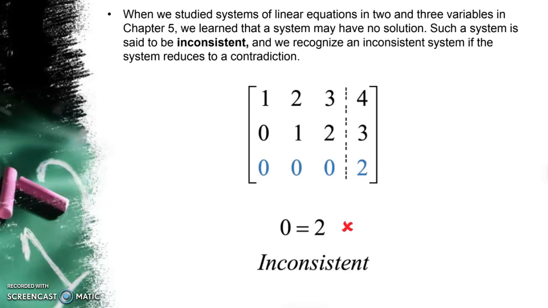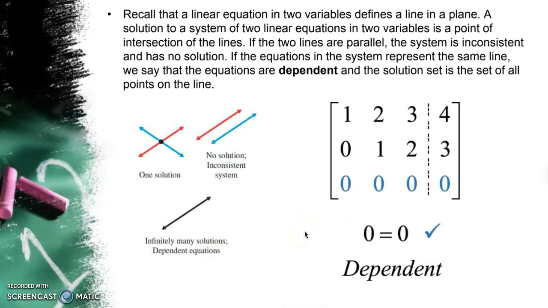For the next instance, when we're working with two variables, the solution to a system of two linear equations is a point at the intersection of the lines. If the two lines are parallel, then we have no solution. If the equations of the system represent the same line, we say the equations are dependent, and the solution set is all the points on that line.